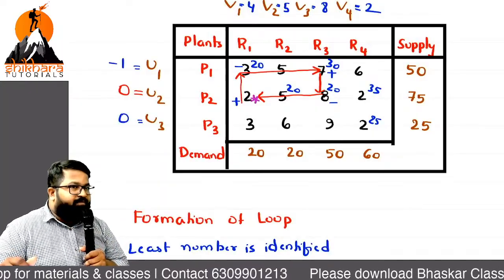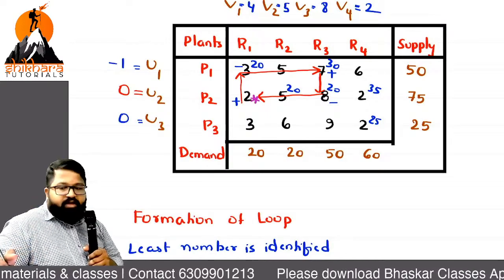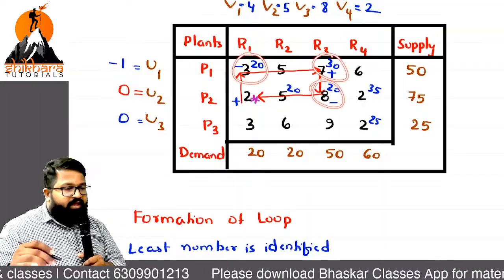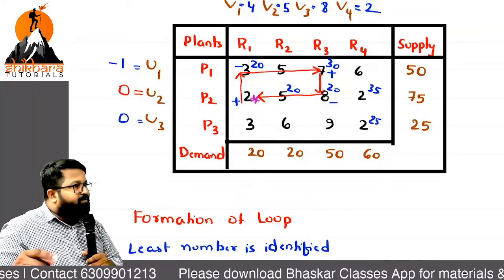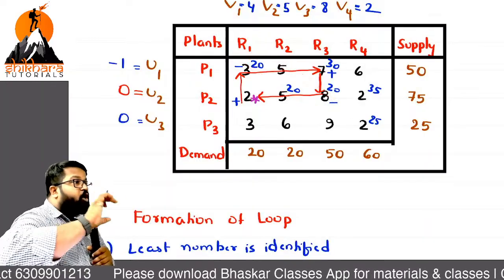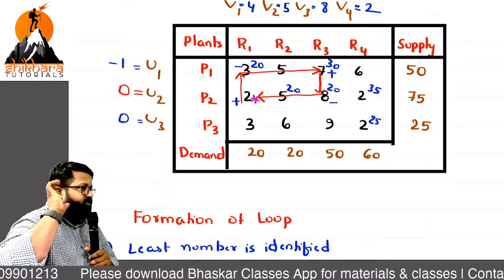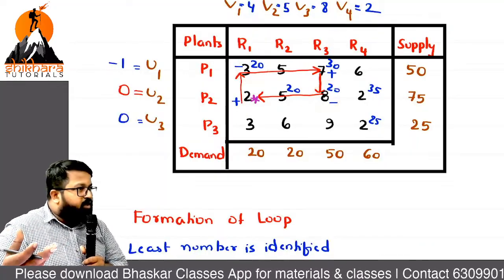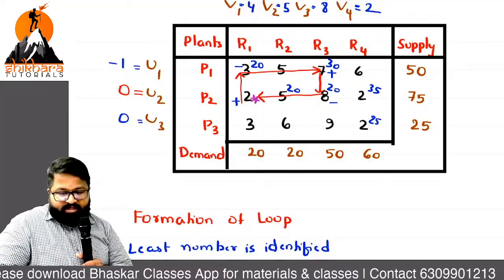Identify the least number from the entire loop part. How many numbers are there in the loop part? 20, 30, 20. Of these numbers, the least number is 20. It is repeating how many times? Twice, mainly in corners. So this 20 and this 20. Any 20 is no issue, right? So now what I am doing is important.